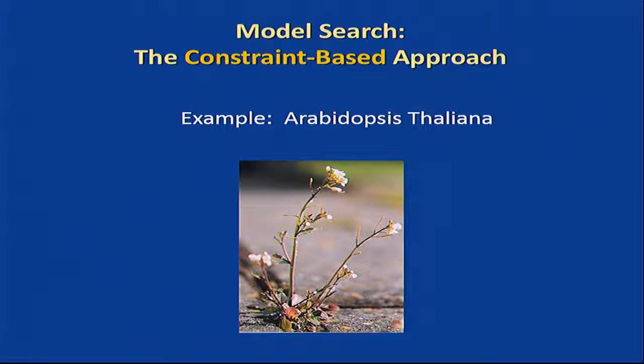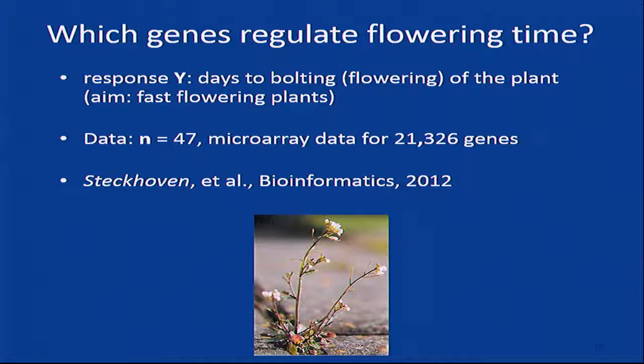Okay, so here's an example I referred to briefly before, which is the flowering time of Arabidopsis thaliana. So the question was, which genes regulate flowering time? And that was measured as the days to bolting. And the aim, of course, was to get plants that flower faster so we could sell them quicker. And it's not we, this is all done by a different group than my group.